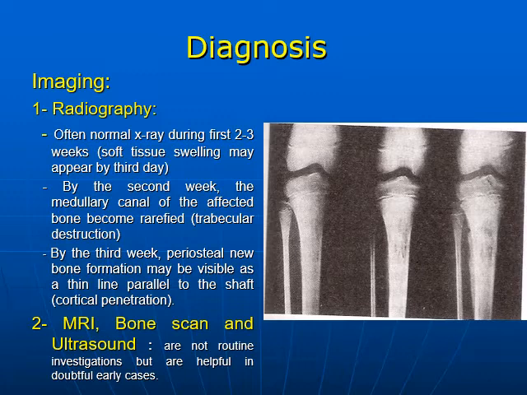During the first 2 to 3 weeks, X-ray is normal. Sometimes you can detect soft tissue swelling. By the second week, the canal becomes affected and the bone becomes rarefied. By the third week, we will have new periosteal bone formation. MRI, bone scan, and ultrasound are not routine investigations.